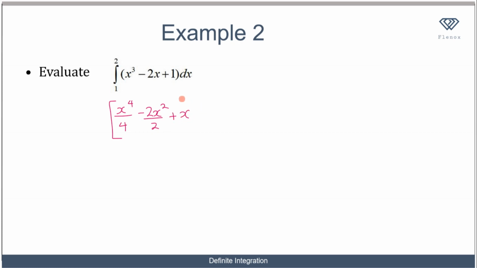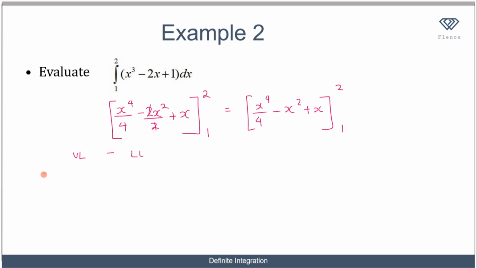And as mentioned, when I'm integrating definite integrals, I do not need to add my constant of integration because I know that they are going to cancel out. So I integrate between the boundary conditions of 1 and 2. When I simplify this, it is the same as having x raised to the power 4 over 4 minus x squared, because the 2 cancels out my 2, then plus x, between 1 and 2. So what do I have to do now? I have to just do my upper limit minus my lower limit.